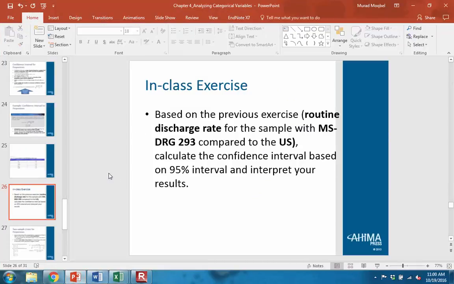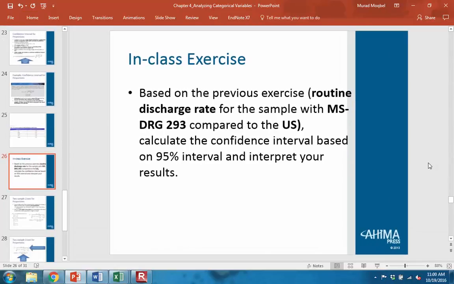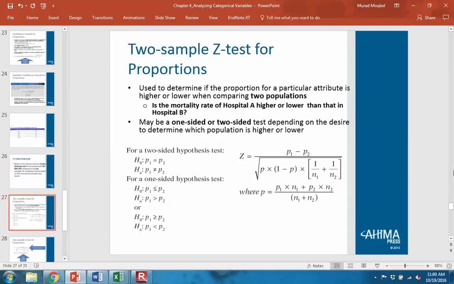So we have done that exercise. Now we will continue and talk about the two-sample z-test for proportions. The two-sample z-test for proportions is very similar to what we covered in the previous lecture on Monday, where we covered the one-sample z-test for proportion.